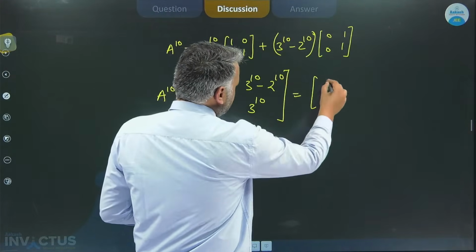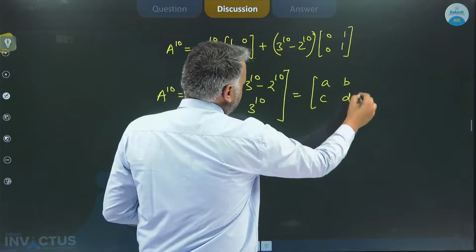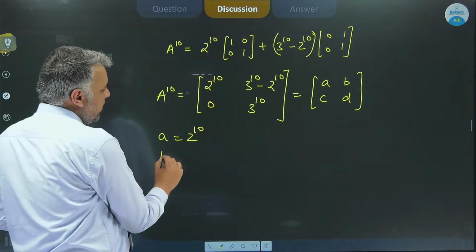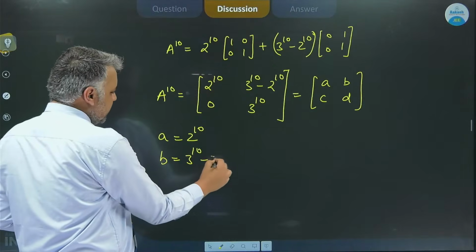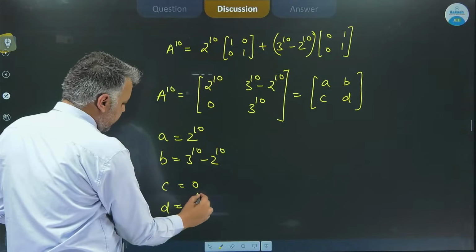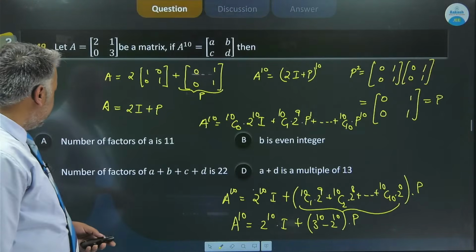So this is a, b, c, d. Now if we compare, a is 2 power 10, b is 3 power 10 minus 2 power 10, c is 0, and d is 3 power 10. Now what we have to check?